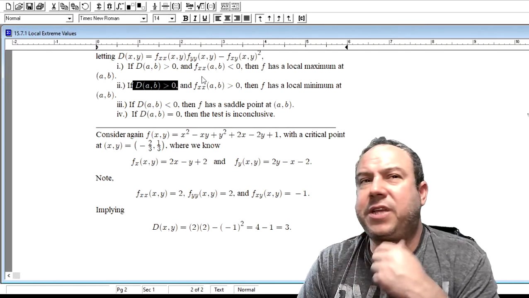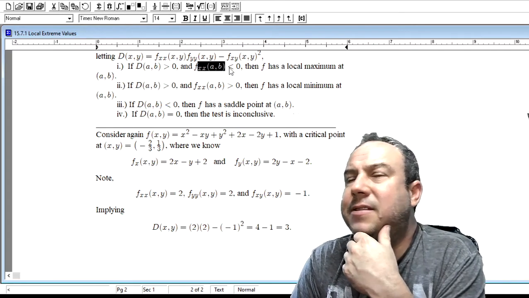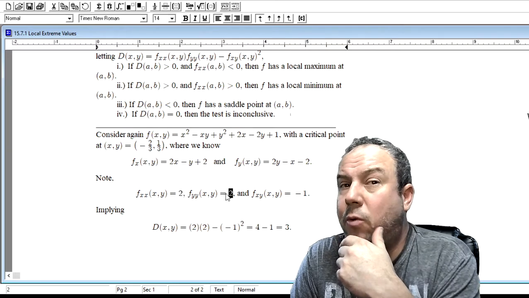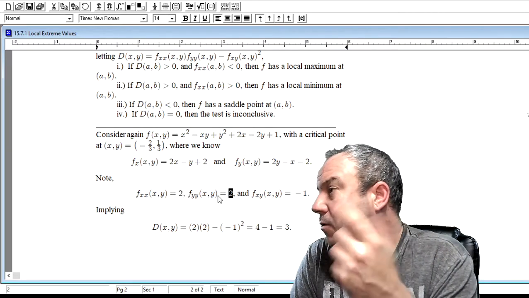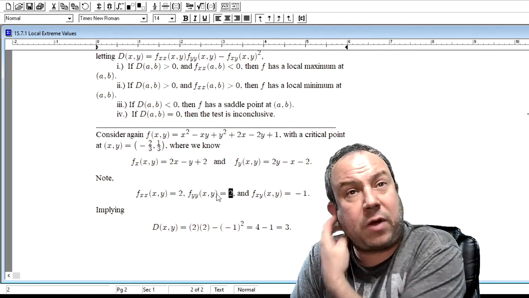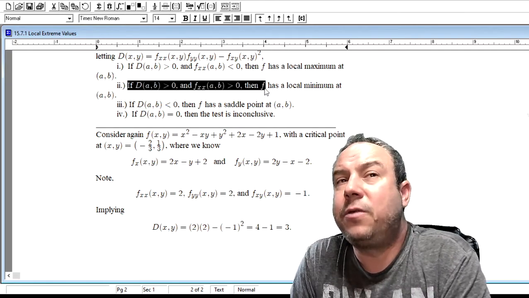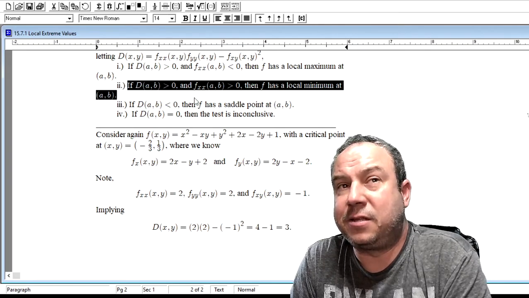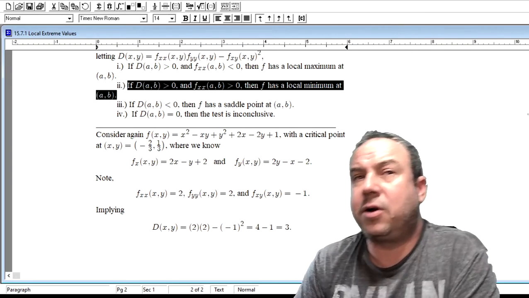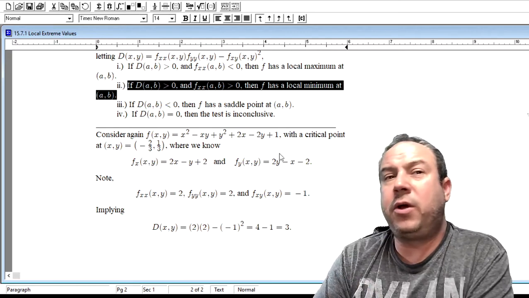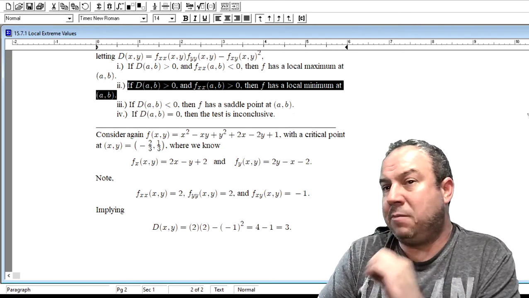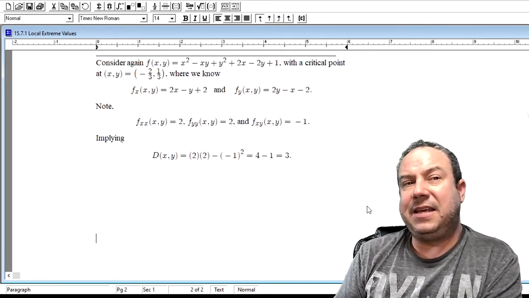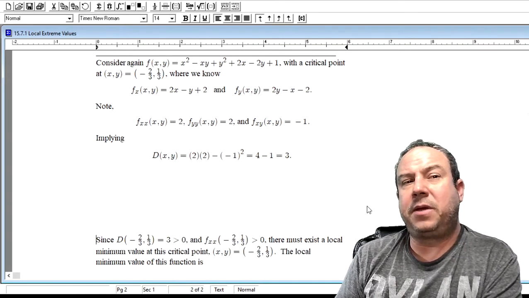Now to determine which case it is, we look at what is happening at the second partial with respect to x, or with respect to y, both of them yield the same value. Since it's constant again, both of those are greater than 0. So that would be this particular case. Since the discriminant is greater than 0 and the second partial is greater than 0 at that critical point, then there must be a local minimum at that critical point. And that is what we end up confirming here.